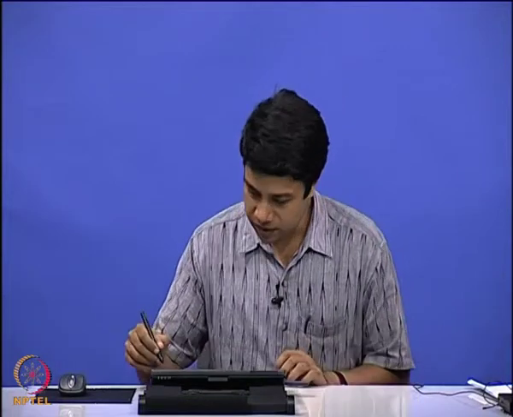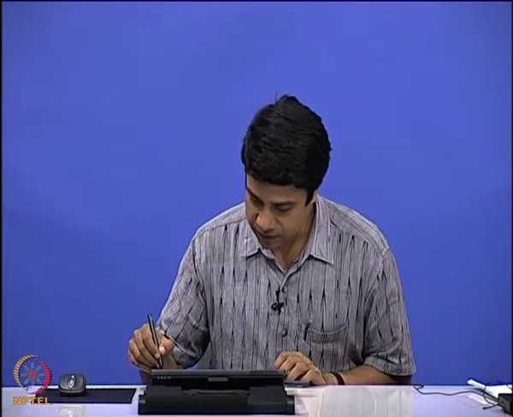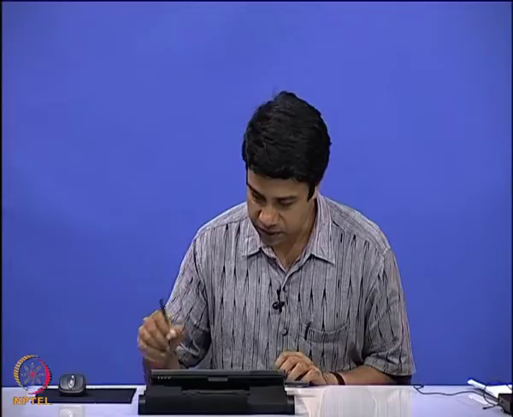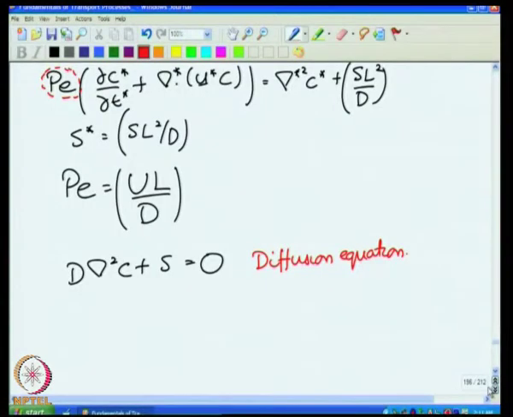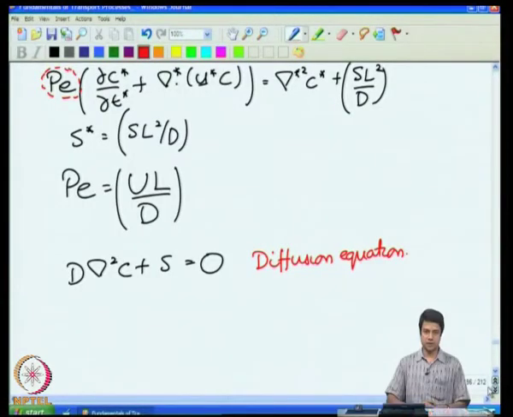And this equation has a dimensionless number in it, which is the Peclet number, the ratio of convection and diffusion. Okay. So, the Peclet number is UL by D, or UL by alpha for heat transfer problems. U is a velocity, length per unit time, L is a length, and D is a diffusivity, length square per time. So, this is a dimensionless number.